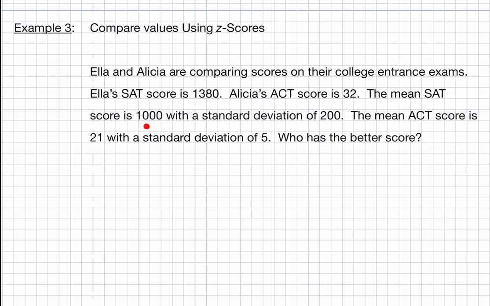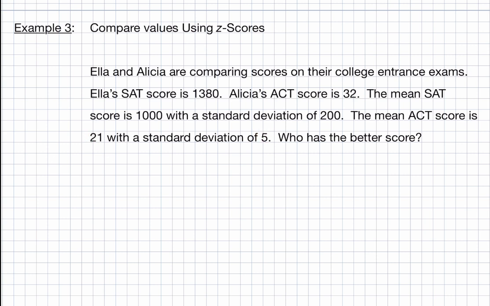So we're not going to be able to land on 1380 evenly because the standard deviation is 200. So our intervals are going to be 1,000, 1,200, and 1,400. Okay, which isn't quite 1380. And same thing is also true with the ACT. We're told that the ACT score has an average of 21 with a standard deviation of 5.